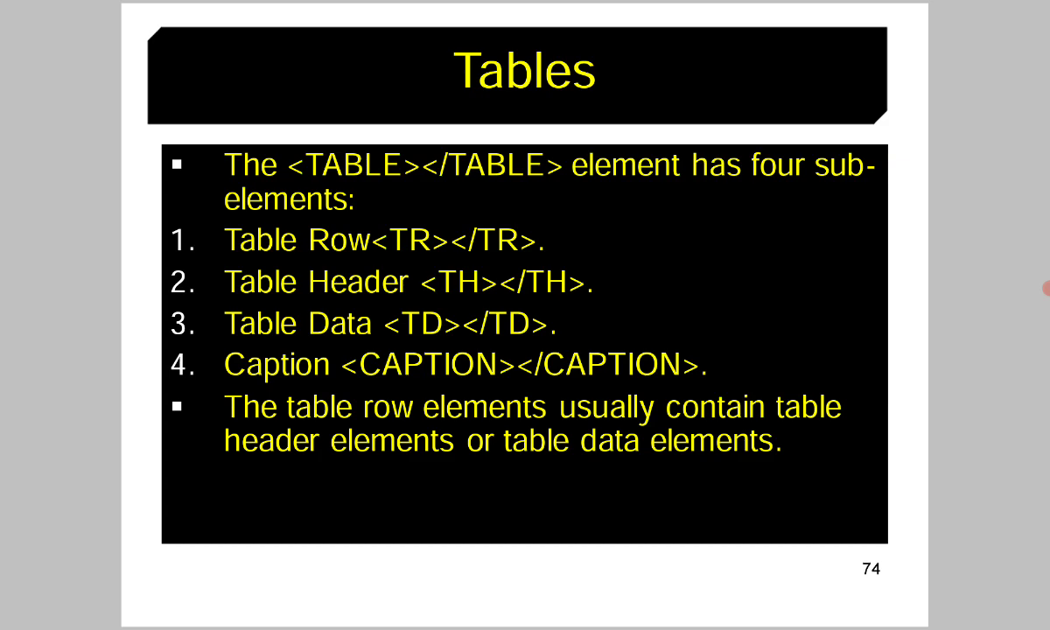The table and slash table tags are generally used to create tables, and there are other HTML tags also used with the table tag. So what are they? TR tag, TH tag, TD tag, and caption tag. So there are 5 types of HTML tags used. First one is table and slash table.